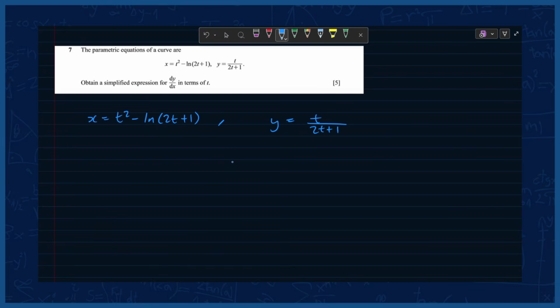Okay, so we need to differentiate both these equations separately. So we'll start with the first one. Here it's going to be dx/dt.